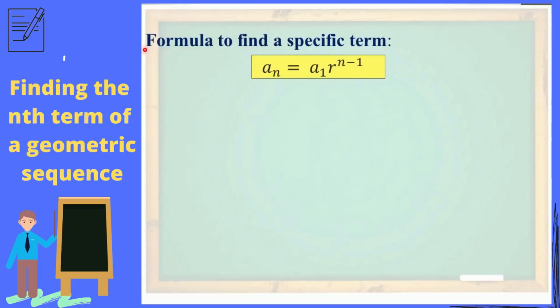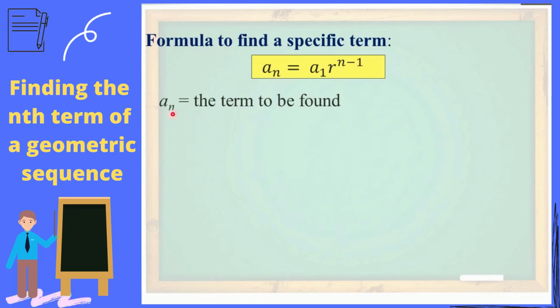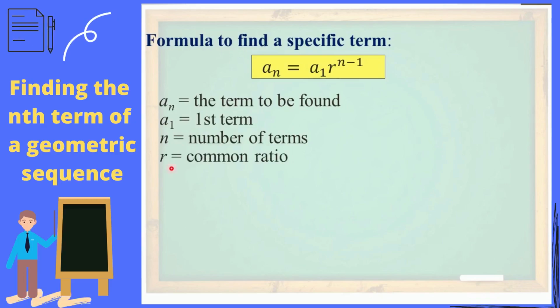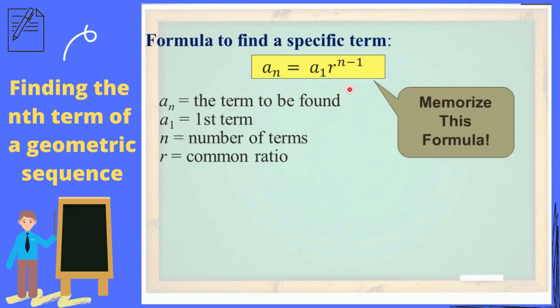So we have a formula to find a specific term, and that is a sub n equals a sub 1 times r raised to the power of n minus 1, wherein a sub n is the term to be found, a sub 1 is the first term, n is the number of terms, and r is the common ratio. So it is very important that you need to memorize this formula.